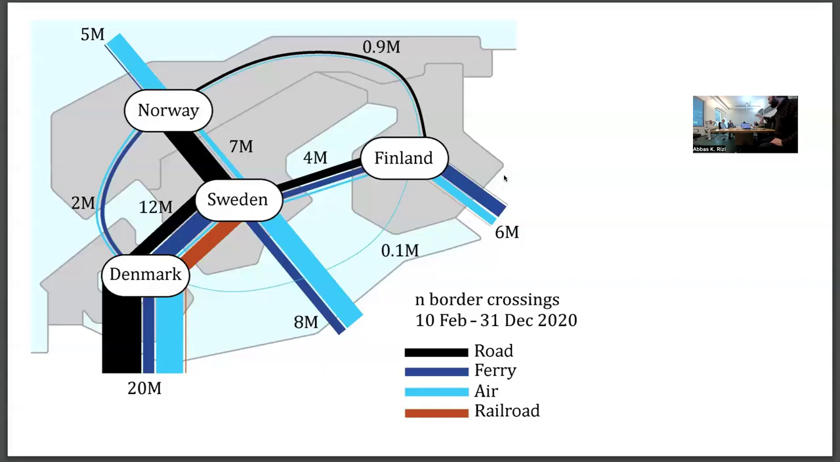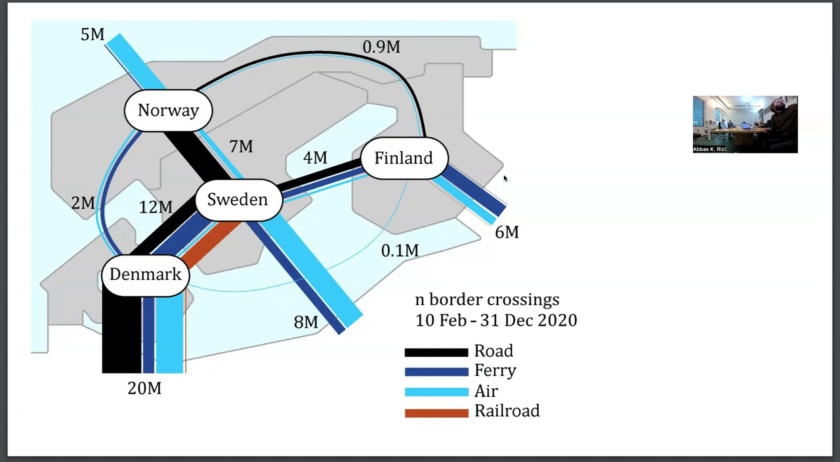So this is a conclusion about mobility. And this picture depicts the number of border crossings during the model period, during COVID, between these four Nordic countries and the rest of the world, split into four different means of transportation. So you can see, for example, here, the Harrison Bridge, there's a lot of people moving on railroads. Ferries are also important for Nordic countries.